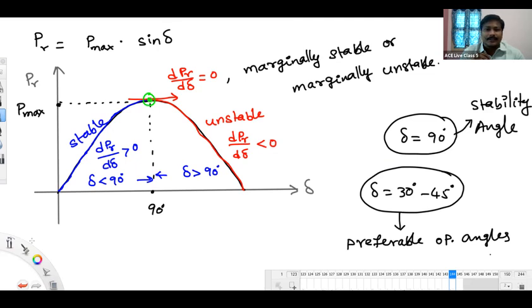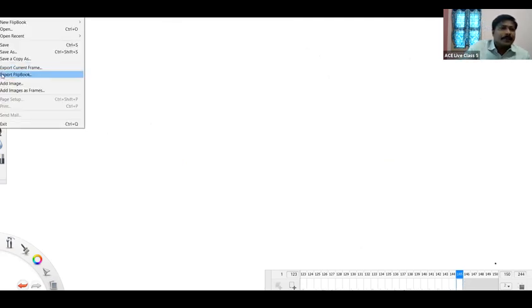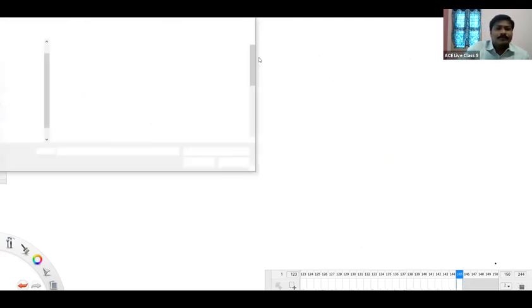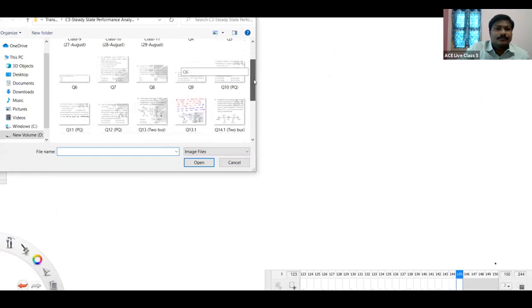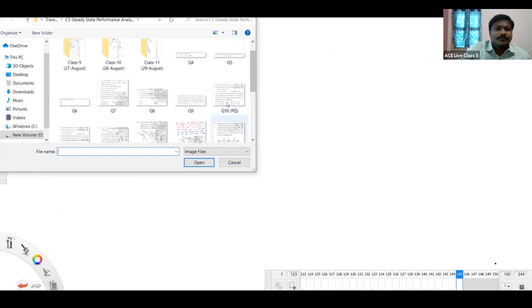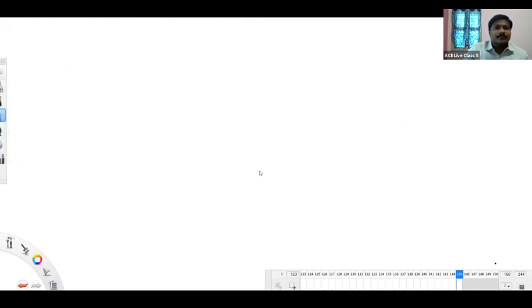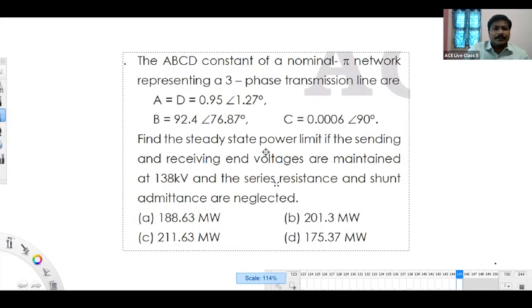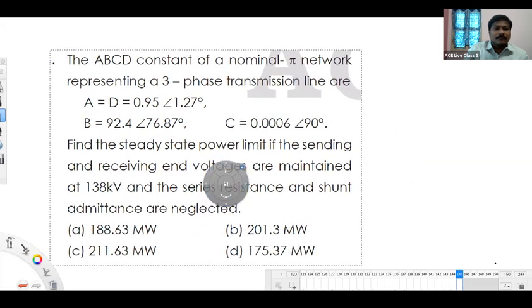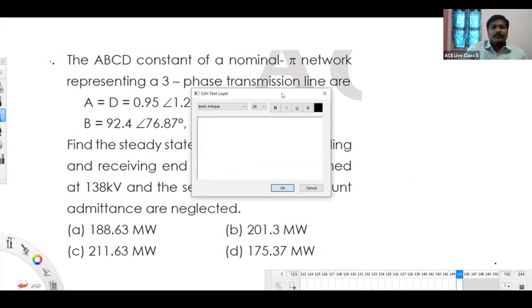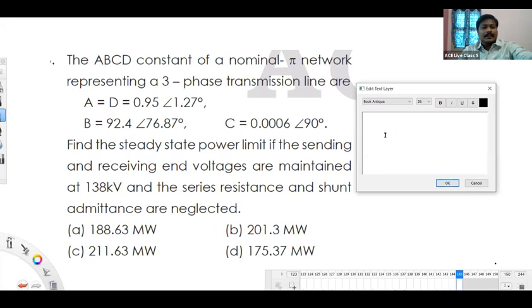So next thing, let's take up some problems on this. First problem I'm going to take up. So you see this question. Go through it quickly. It's from our workbook only.